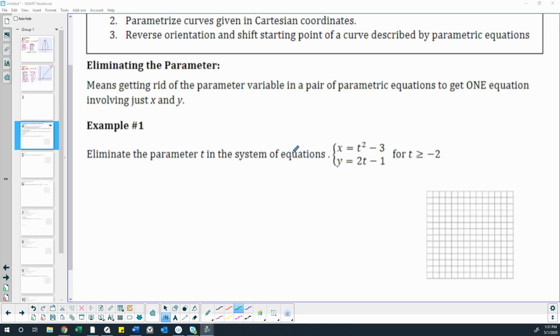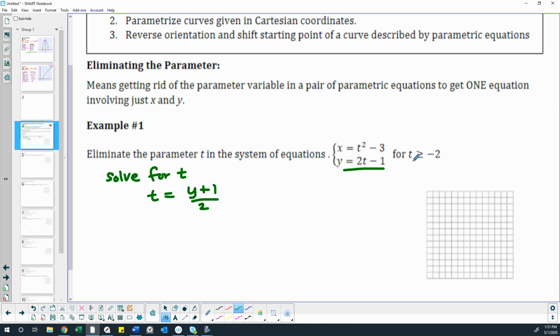We are eliminating the parameter. So to do that, we are going to take this second equation and solve it for t. So 2t will equal y plus 1, right? So t will equal (y plus 1) divided by 2.